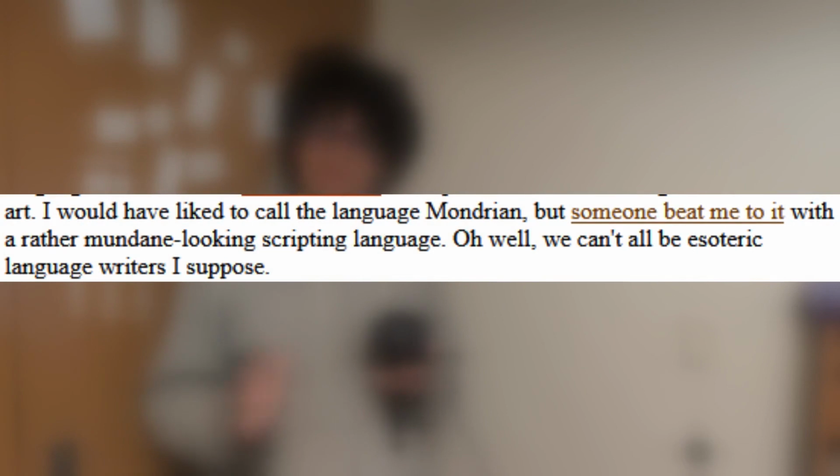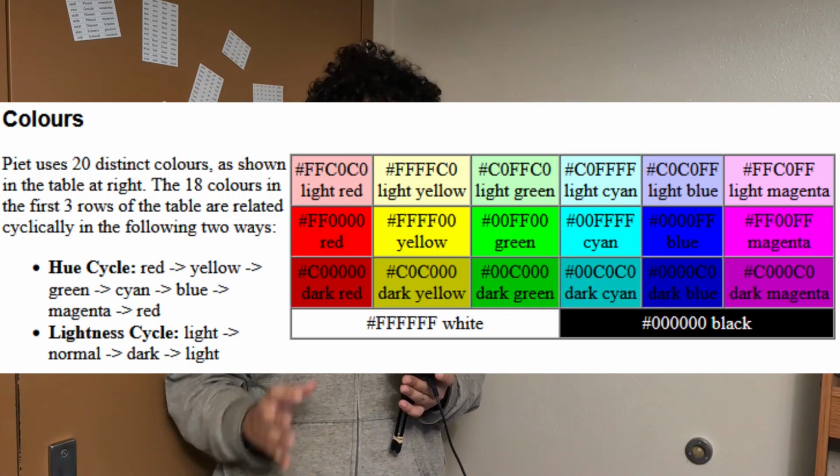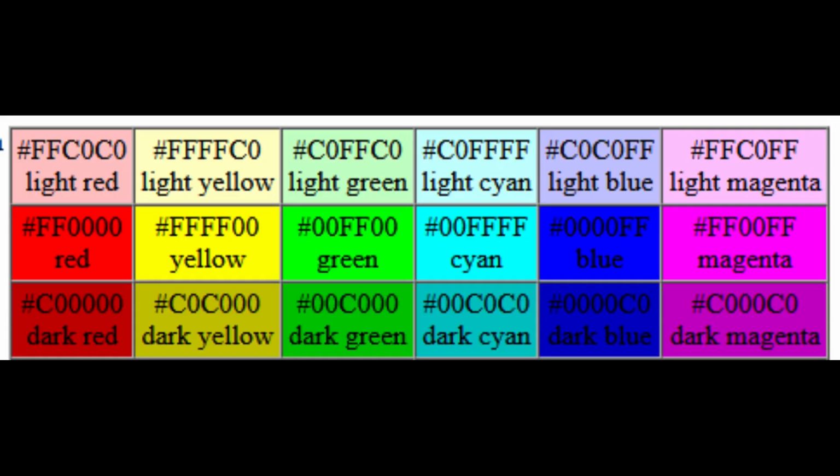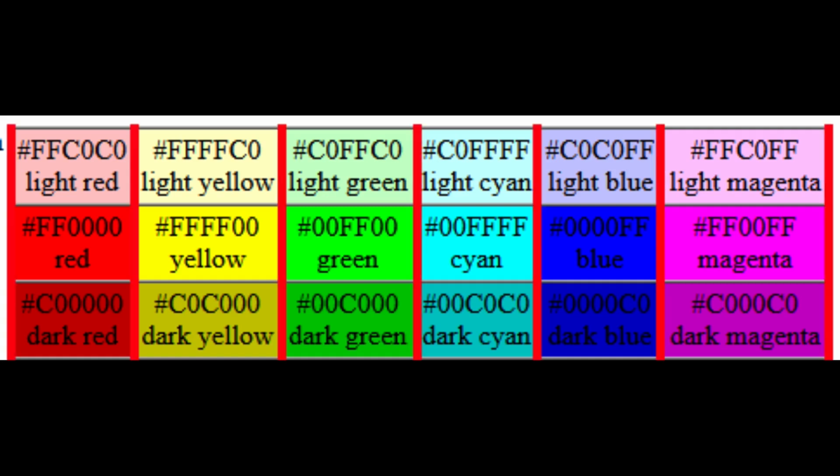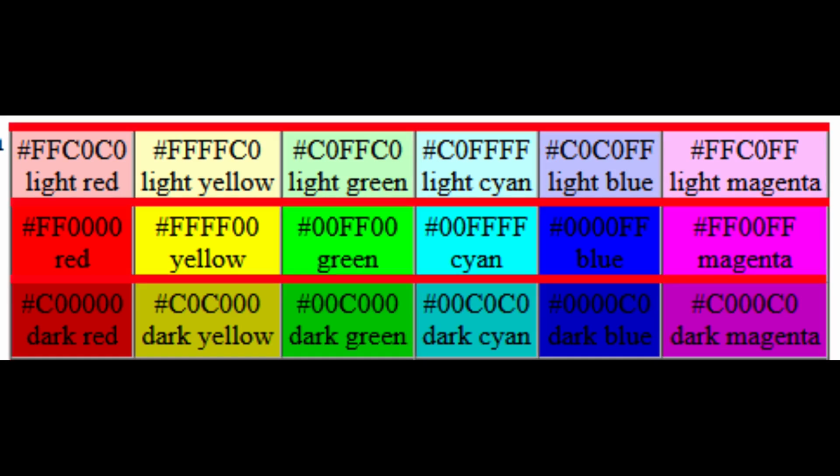He was actually going to name it Mondrian, but the name was already taken by, quote, a rather mundane-looking scripting language. Piet programs are bitmaps comprised of 20 different colors, 18, quote, colorful colors, and then black and white. The 18 colorful colors are divided into 6 different hues and 3 different brightnesses.